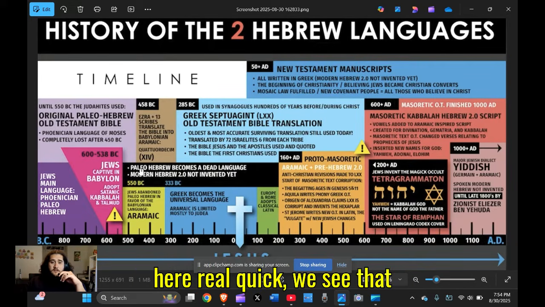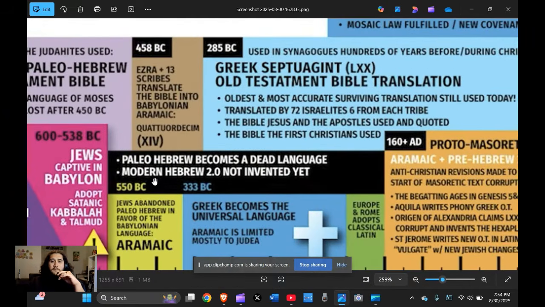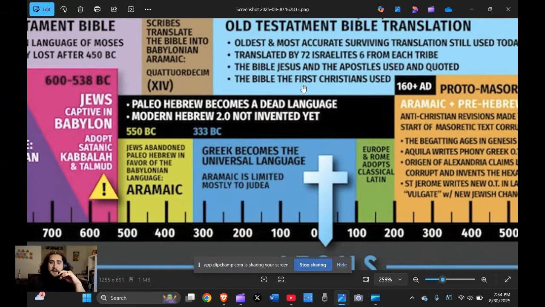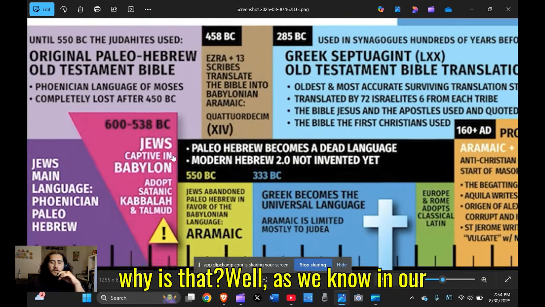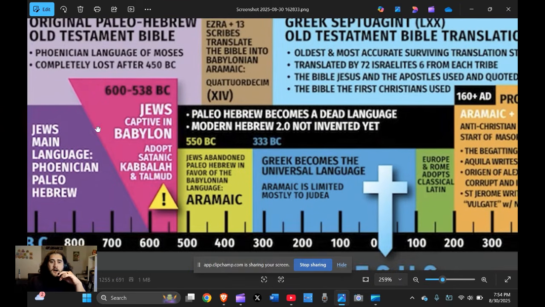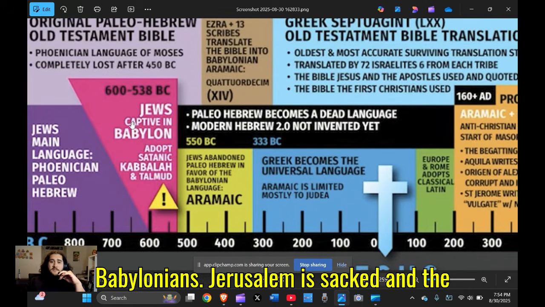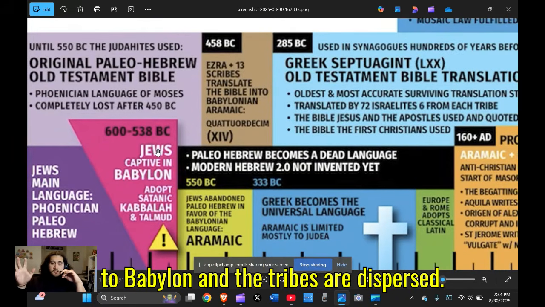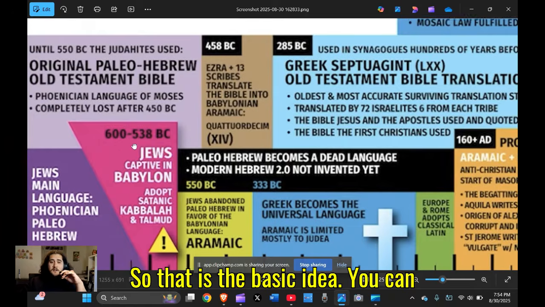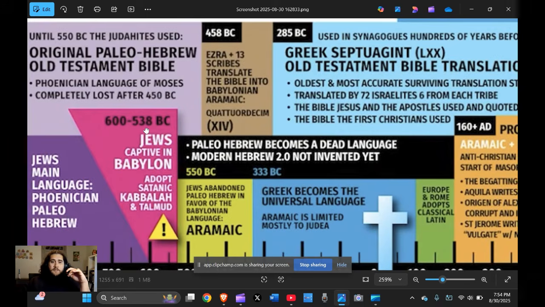So as we see here, real quick, Paleo Hebrew dies around the year 550. And why is that? Well, as we know in our Bibles, the Jews have been taken over and captive by the Babylonians. Jerusalem is sacked and the temple is destroyed, and the Jews are sent to Babylon and the tribes are dispersed. So that is the basic idea. You can go ahead and read the Old Testament and figure out more details of that.